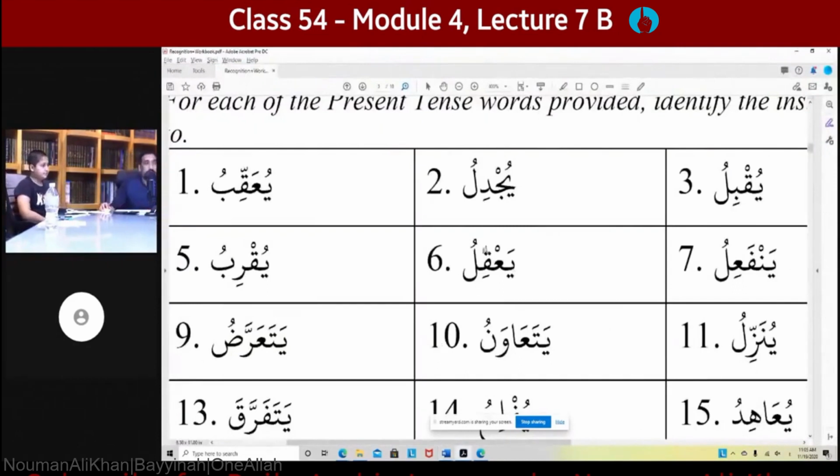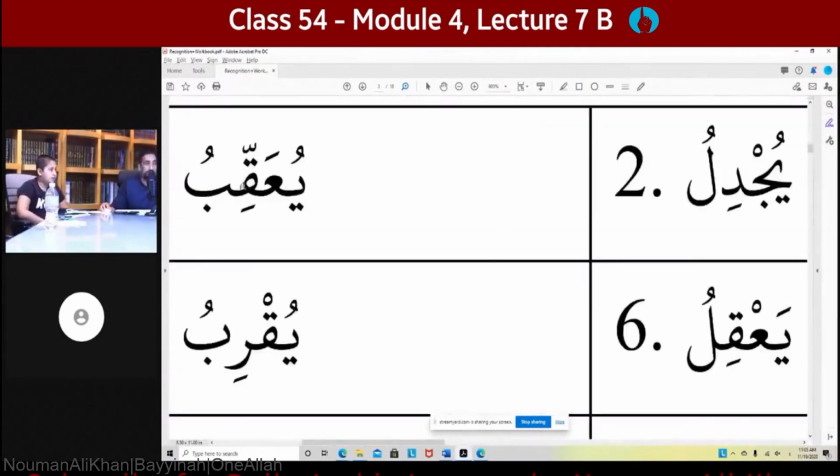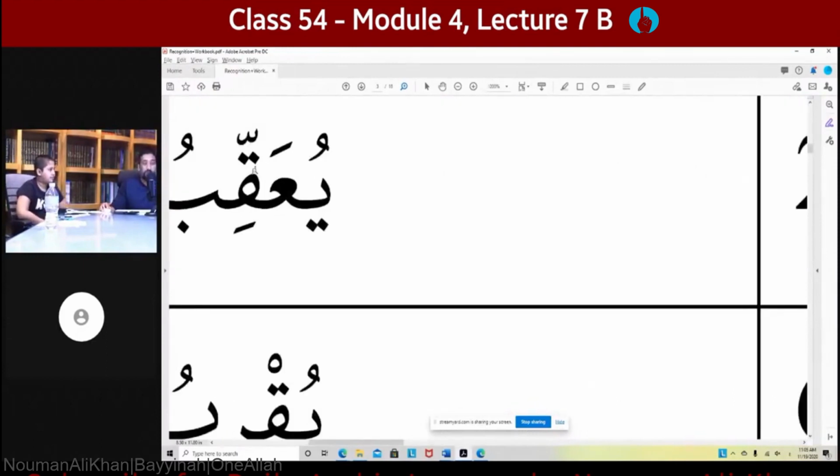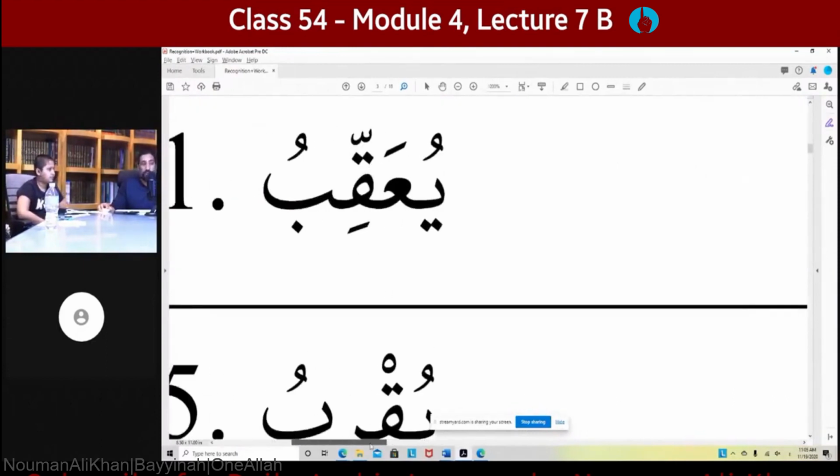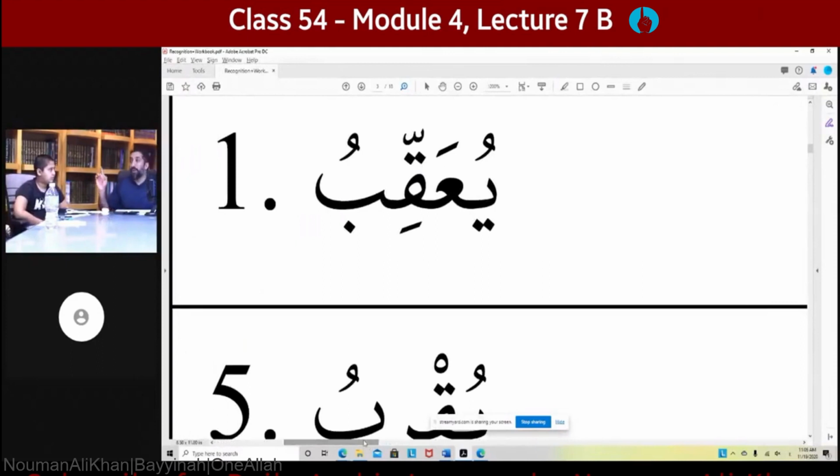Job number one. You've got to look at all of these and tell me if they're active or passive. And if they are active, how do you make them passive? Yu'aqtibu. Is that active or passive? Passive. So you said ui, right? Ui is passive when it's past tense. And for present tense, it's got to be u-a. So you can't hear any e's.